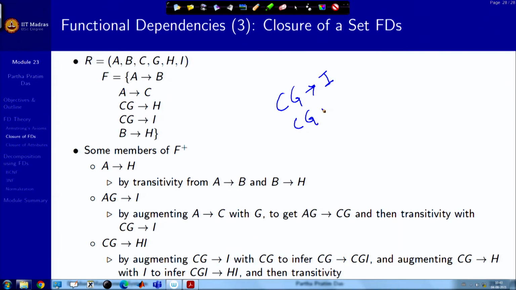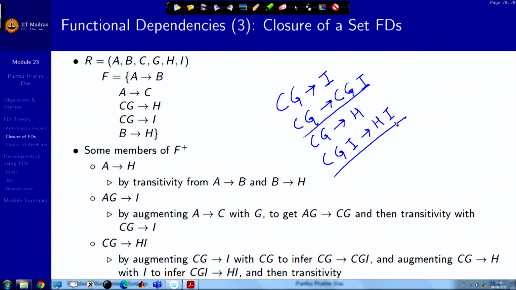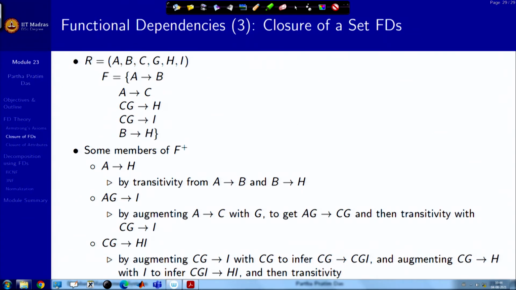Similarly, we have CG determining H, and CG determining I. Let us augment it with CG on the left side and right side: the left side remains the same, and the right side becomes CGI. Then, CG determines H, let us augment by I, so it becomes HI. Now if we take these two, then we can say that CG determines HI. You can conclude more and more functional dependencies in this way.